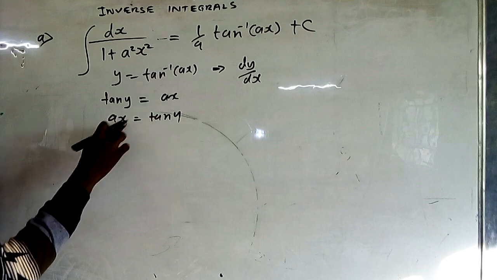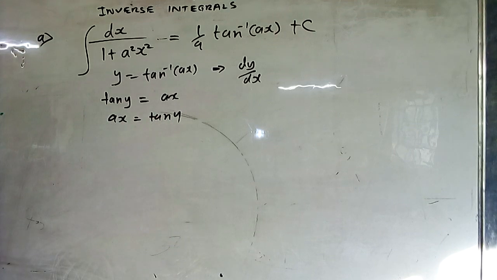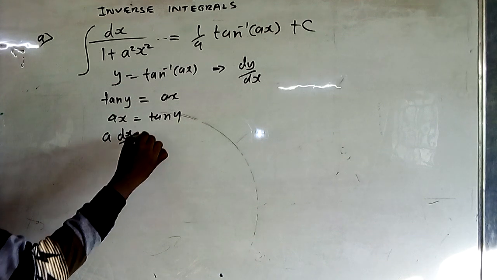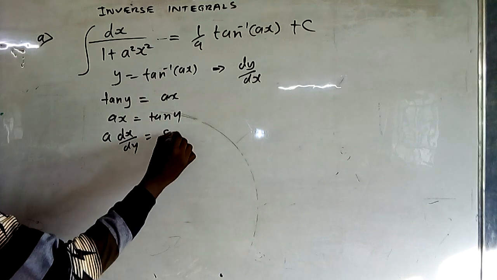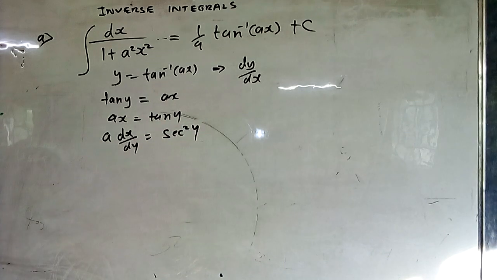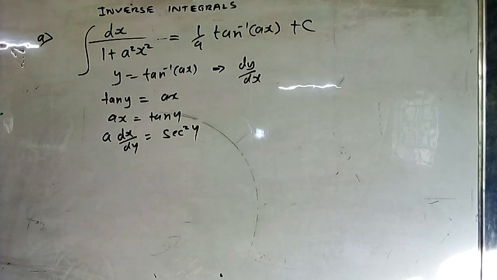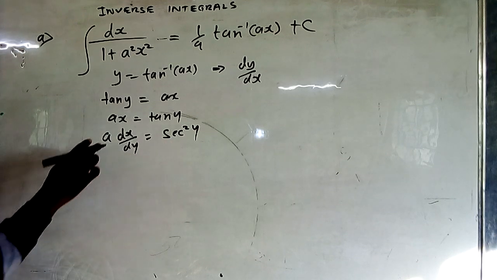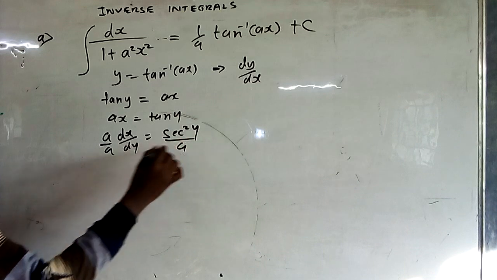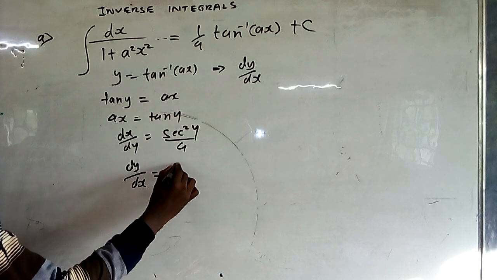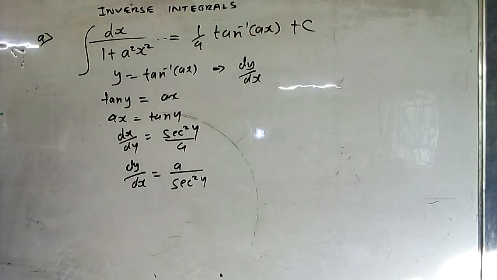So we are differentiating both sides of the equation with respect to y, or with respect to x, whichever. Later on we'll cross multiply to make something the subject of the formula. With respect to y, a is a constant. If you differentiate x with respect to y, you get dx over dy. The derivative of tan y with respect to y is sec squared y. So if you divide both sides of the equation by a, you get dy over dx is equal to a over sec squared y.